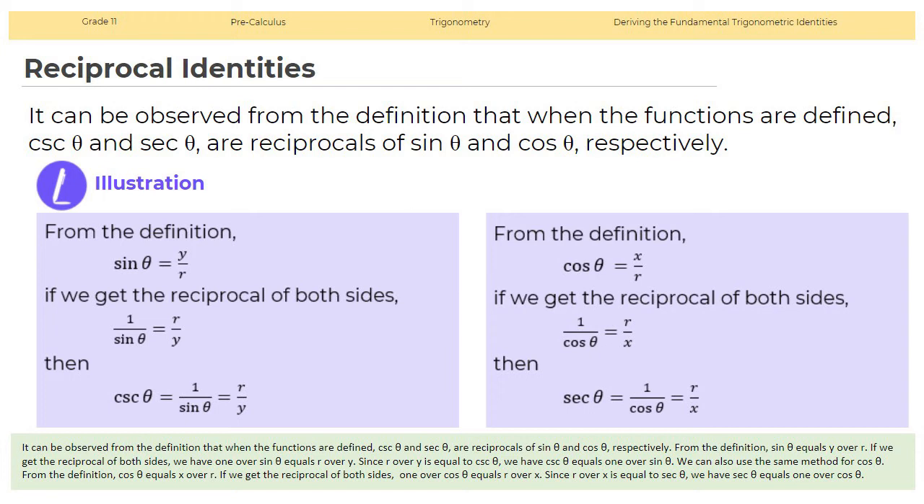We can also use the same method for cosine theta. From the definition, cosine theta equals x over r. If we get the reciprocal of both sides, 1 over cosine theta equals r over x. Since r over x is equal to secant theta, we have secant theta equals 1 over cosine theta.